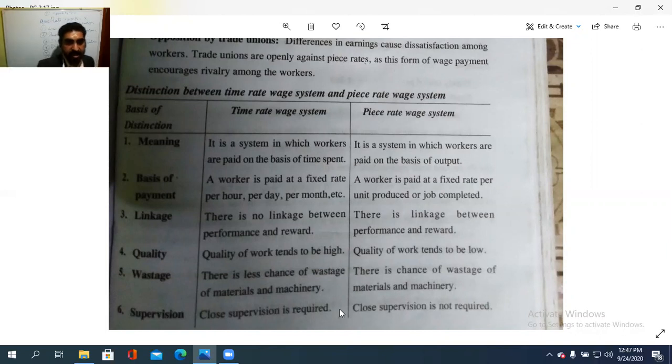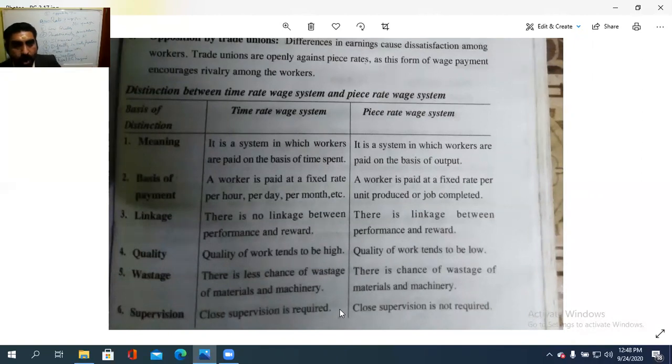Then linkage. In the time rate system there is no linkage between the performance and reward, while in the piece rate system there is a linkage between the performance and reward. Because how much time is spent by each worker on each job, based on that, there is nothing related to the performance. In case of a time rate system, only the hours involved or only the time spent by each worker in each job, based on that he is getting benefited. While in case of a piece rate system, how much output is produced. So there should be some linkage between the performance and reward.